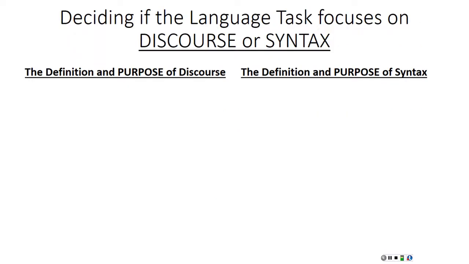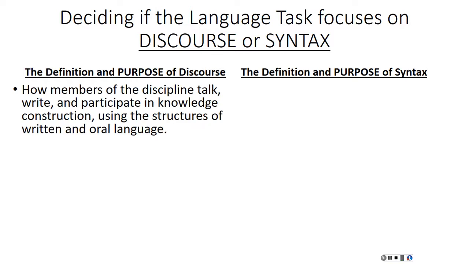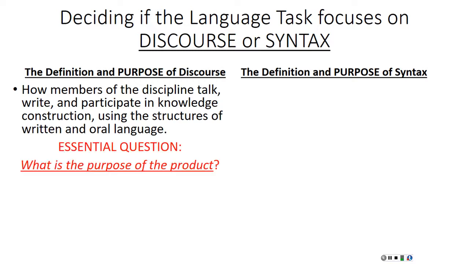Now, definition and purpose. So the discourse is how members of a discipline talk, how they write, how they participate in knowledge construction, and how they use structures of written and oral language. So if you want your students to speak and write like historians, or speak and write like mathematicians, or like artists, your essential question is, what's the purpose of the product?